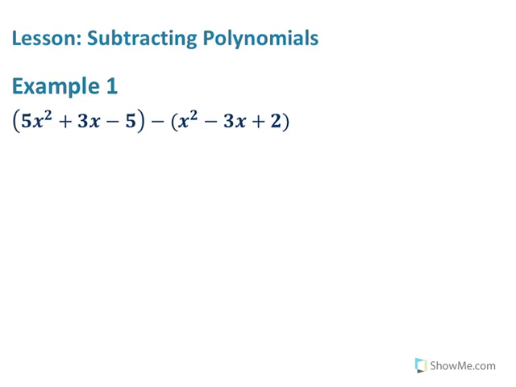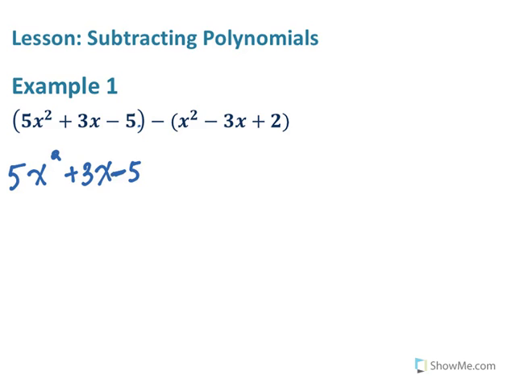So what's most important is that we need to distribute this negative, or this minus sign, to each term on the inside of the parentheses in the second trinomial. And then it's going to be the same as what we did yesterday with combining like terms. So first I'm going to take out the first trinomial in the parentheses here. There's no minus sign in front, there's nothing to distribute, so we can just rewrite 5x squared plus 3x minus 5.